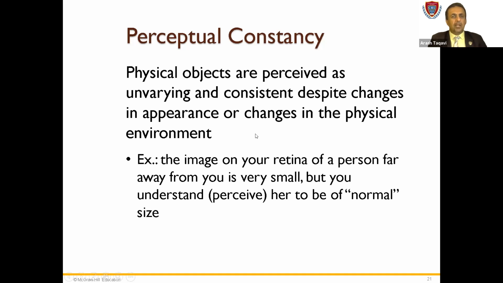Because of perceptual constancy, you cannot perceive the separate frames in a movie. Physical objects are perceived as unvarying and consistent despite changes in appearance or changes in physical environment. The image on your retina, for example, of a person far away is very small, but you understand her to be a normal size. The different parts, similarity and proximity and simplicity and closure, are coming together. He or she is so far from you. Yes, you cannot predict the exact distance between you and that woman or man. Okay, but you can see her or him as a whole body, not separate parts. It is perceptual constancy.